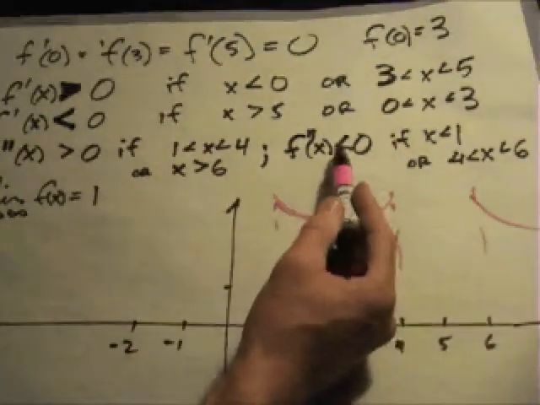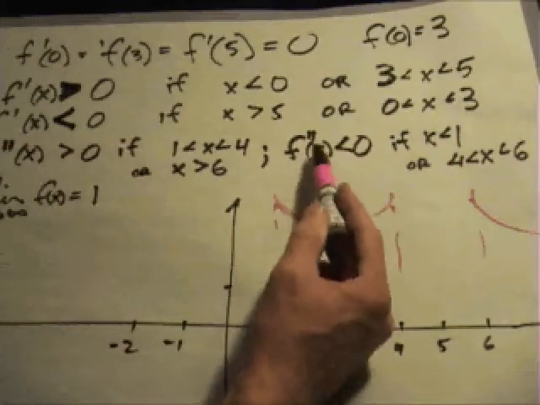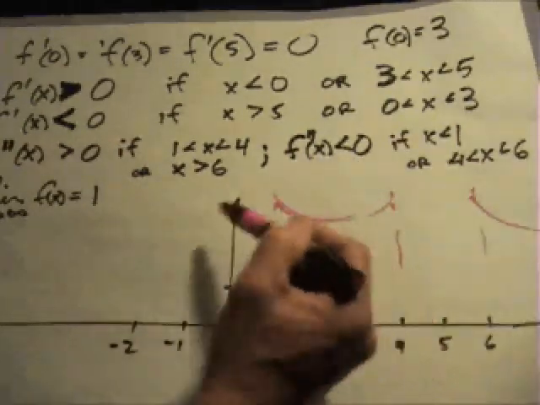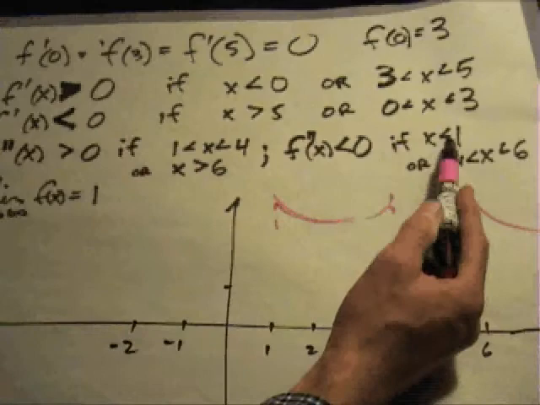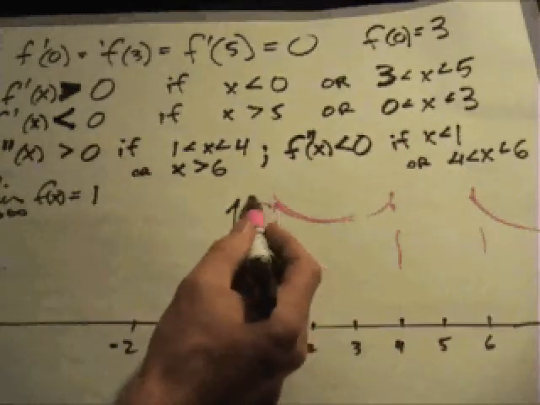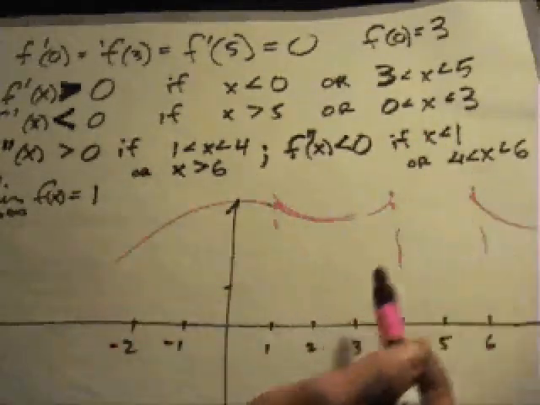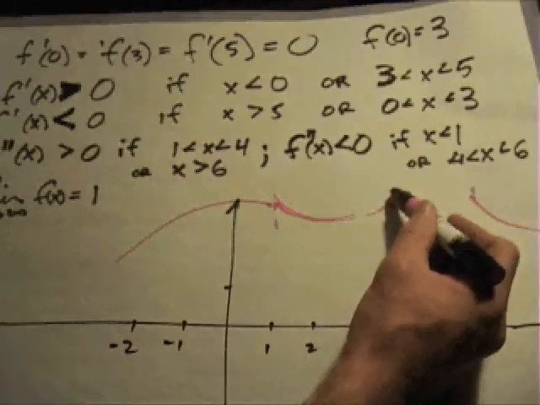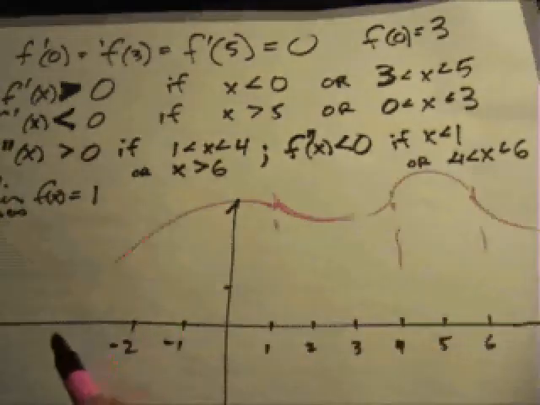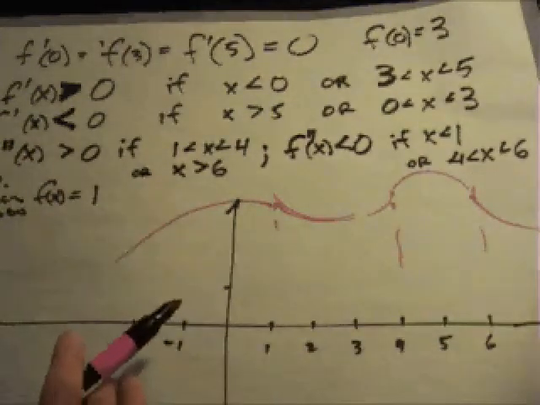And then it's concave down. That's the second derivative less than 0. It's basically concave down if x is less than 1, so downward out here, and then also between 4 and 6, so downward like that. Okay, so that starts to give you a picture to start with.